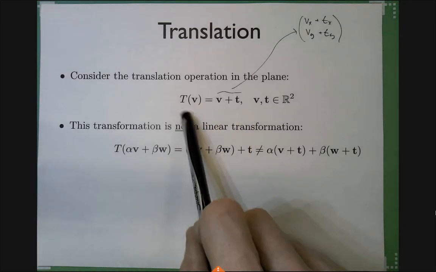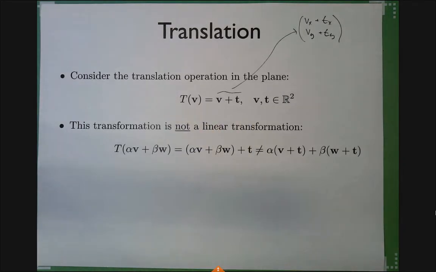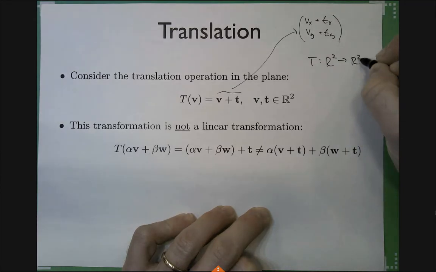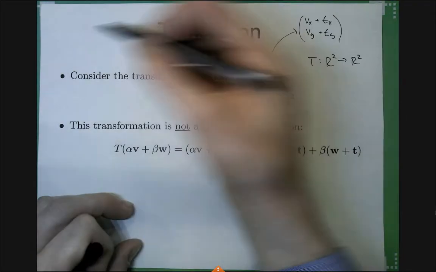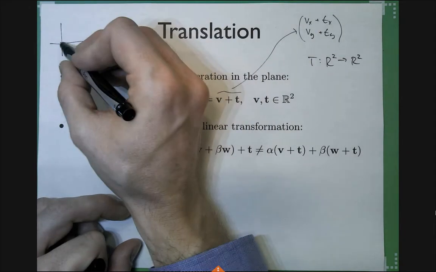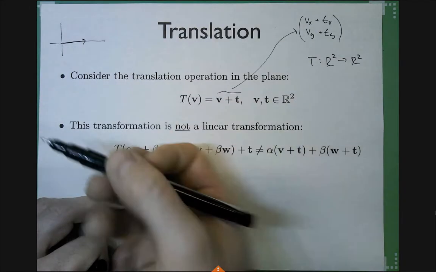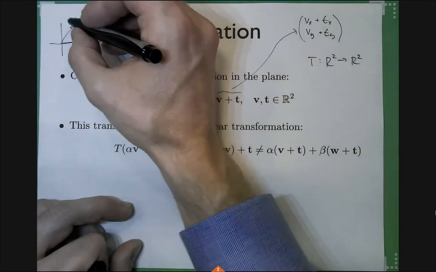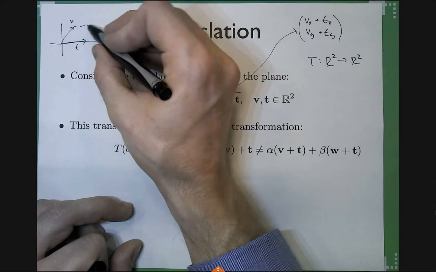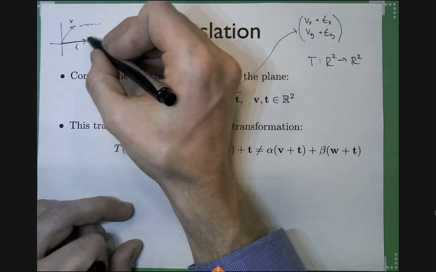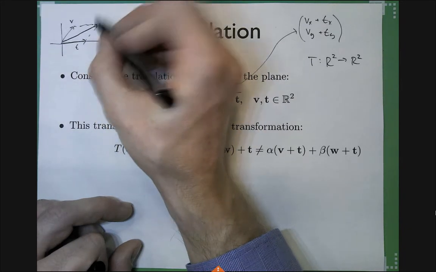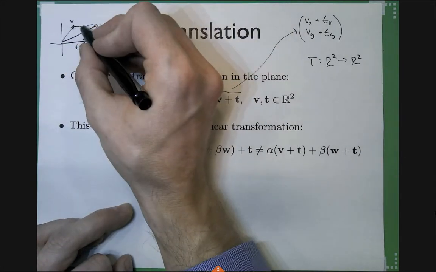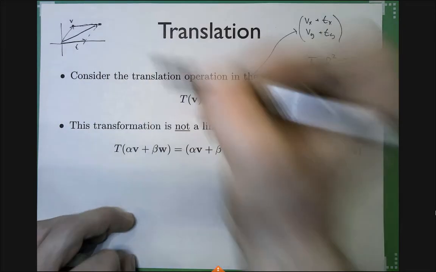So translation T is also an operation going from R2 to R2, right? What does it do? If I was to illustrate it graphically, if my translation was like this, that would be my T. And if my input vector was, for example, this would be my V. I would just sum it together, and this is my result, V plus T.